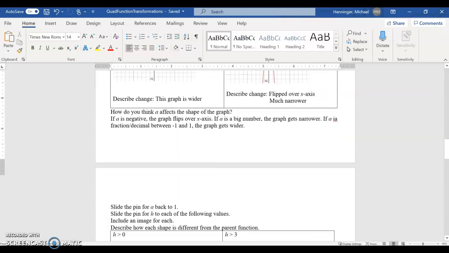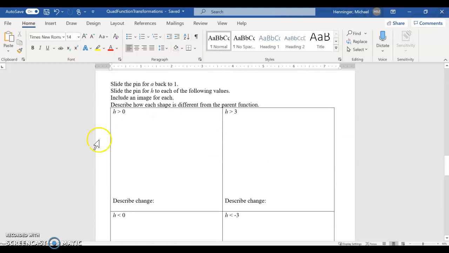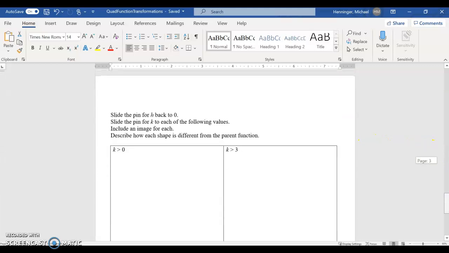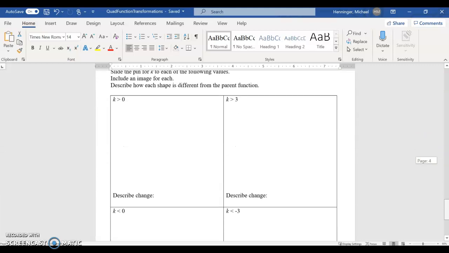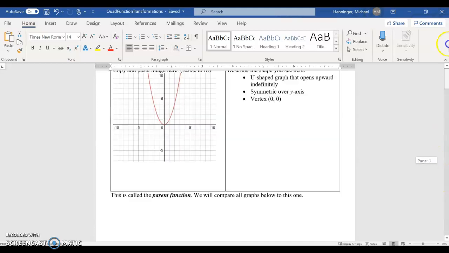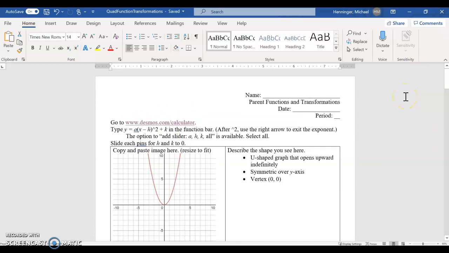Now, last thing that we want to take notice of, when we get to the next one, it says slide the pin for A back to 1 first. Then we're going to play around with H. So first, for each one of these, make sure we reset back to the original parent function, and then we're going to check out those other variables. Now guys, this is your assignment. This is what you're going to do. This is going to be due for tomorrow, so I want you guys to make sure that you're taking the time on Desmos to really adjust those different values. See what differences you can see. Recognize how those variables are going to affect the graph.